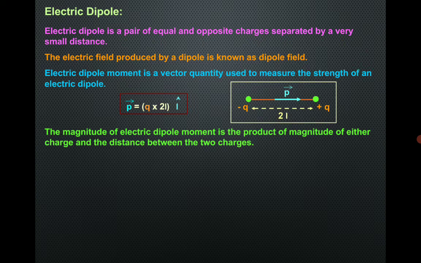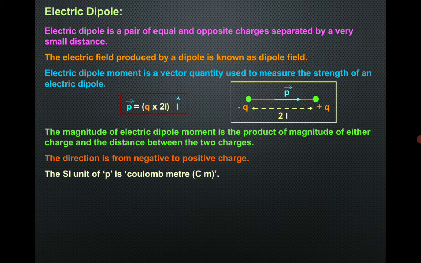So the same thing is written over here. The magnitude of electric dipole moment is the product of the magnitude of either charge and the distance between the two charges. The direction is from negative to positive, as we have discussed just now. The SI unit of P is coulomb meter, as you can see. Unit of charge is coulomb, unit of 2L is meter, so coulomb meter.